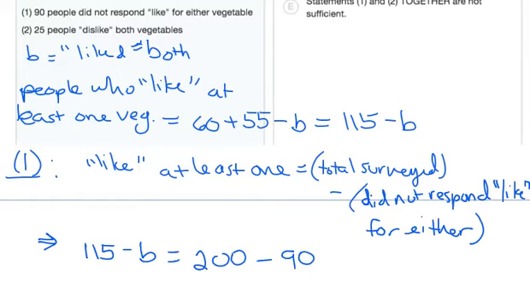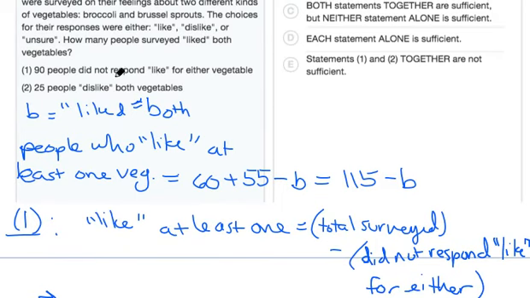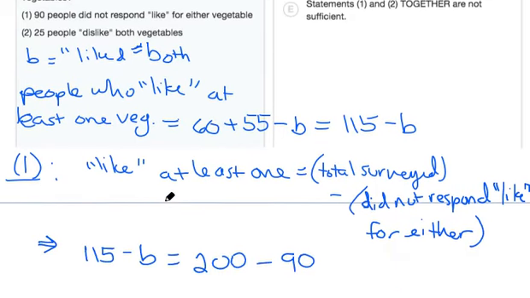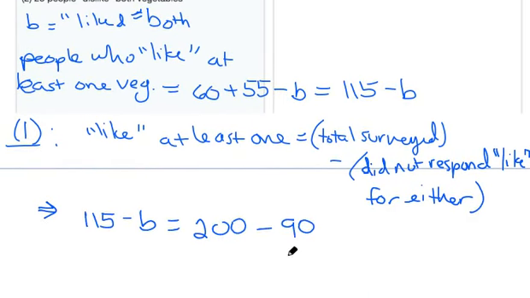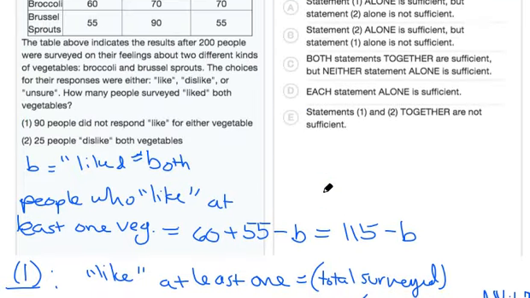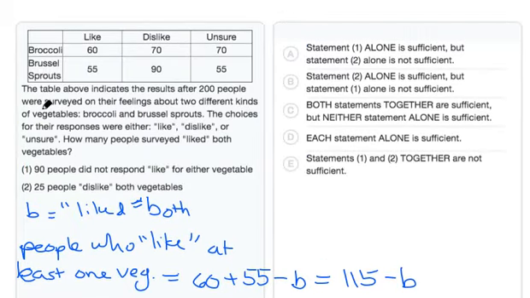This is an equation that we can actually solve for B and get a value for B. And remember that B was the value that we were looking for: how many people surveyed liked both vegetables. So we can find a numeric value for B, so this statement alone is sufficient. Let's scroll back up and mark that statement 1 is sufficient. And we can eliminate answer choices B, C, and E. That leaves us with choice A or D, and those depend on what statement 2 does.